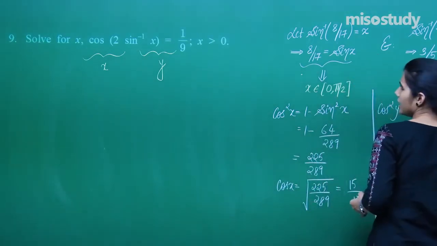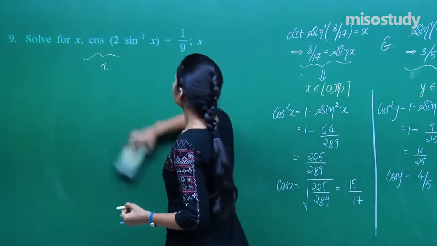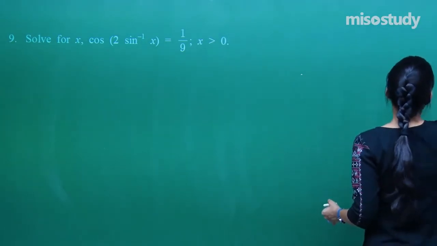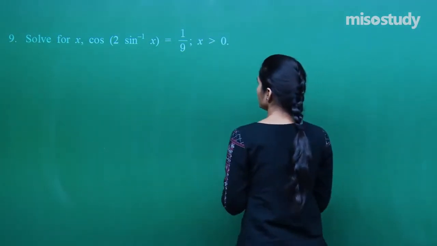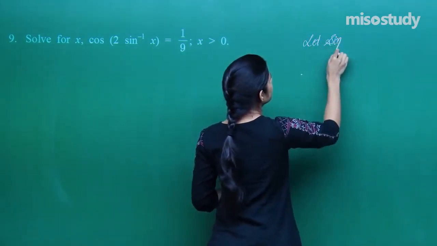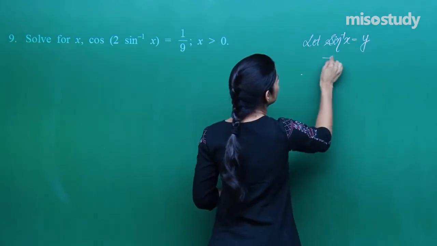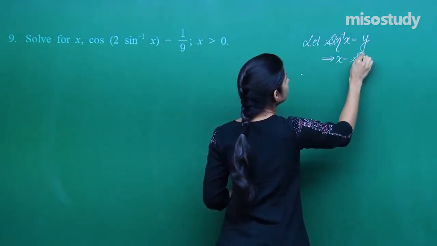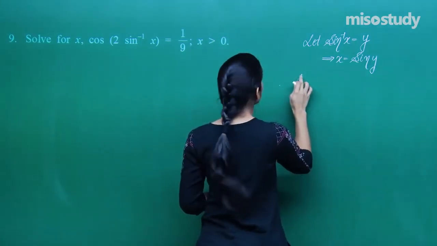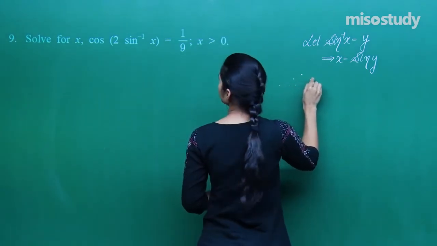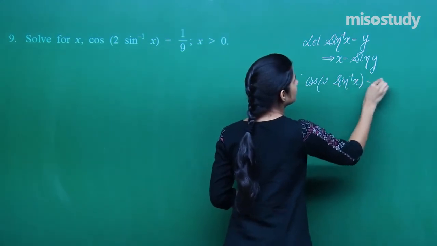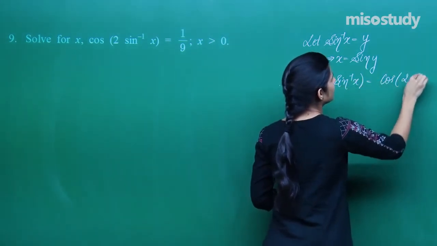Solve for x. Cos of 2 sin inverse x equals 1 by 9, and x is given specifically to be positive. Okay. So here what I am going to do is let sin inverse x be equal to y, which implies x is sin y. Clear? Let's just assume this. Therefore cos of 2 sin inverse x is equal to cos of 2y.